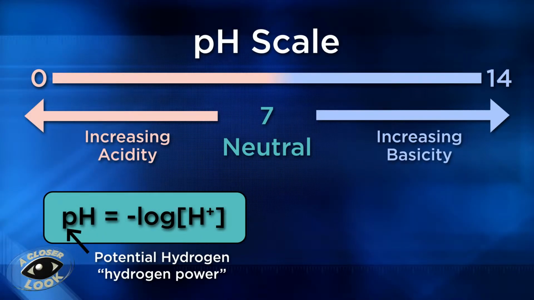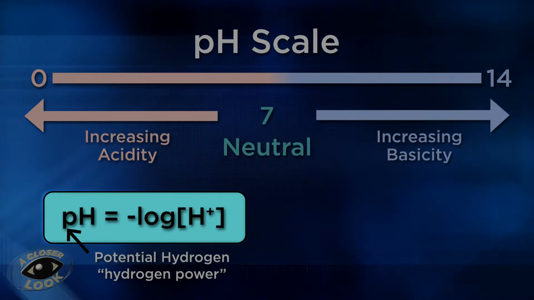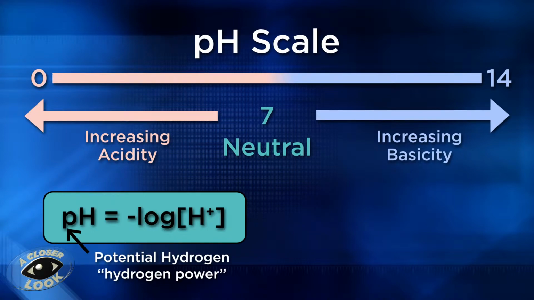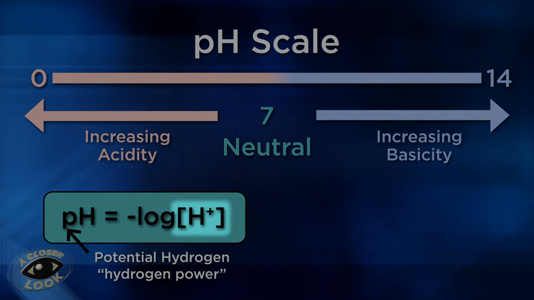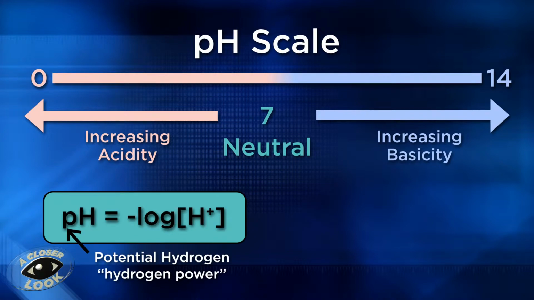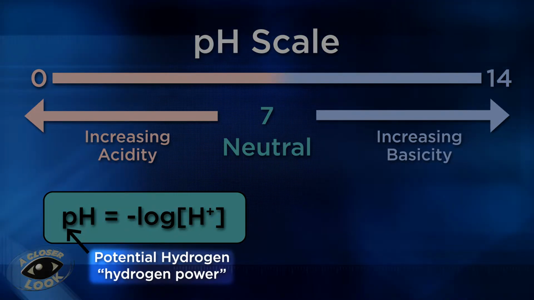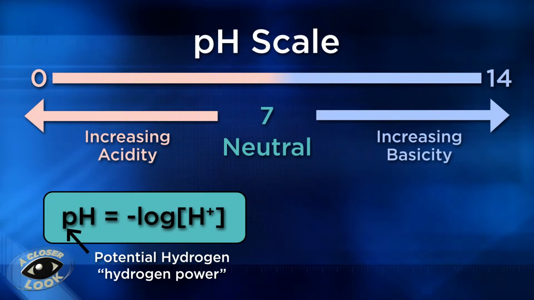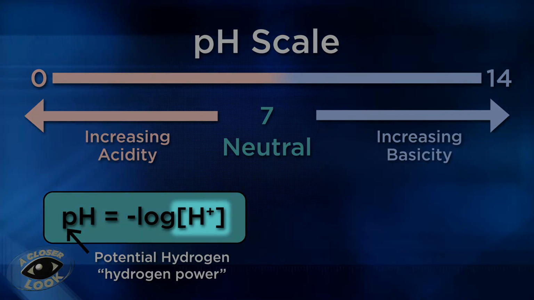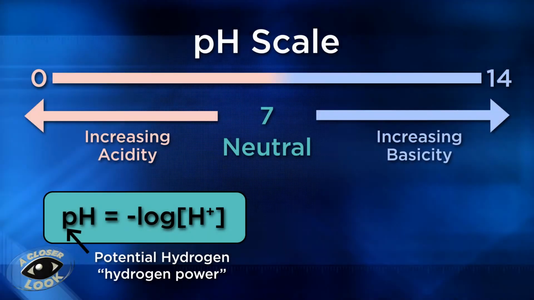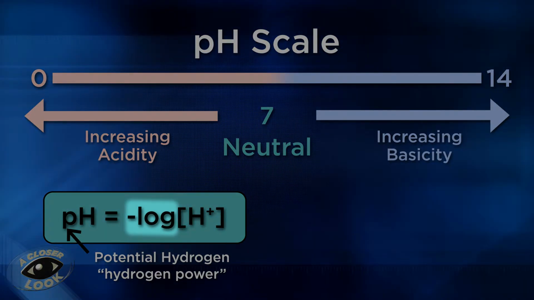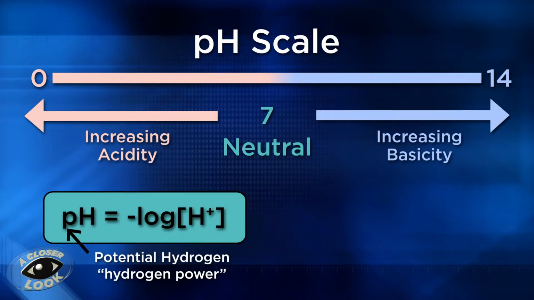The formula that we use to calculate the pH is pH equals the negative log of the hydrogen ion concentration. These brackets around the hydrogen ion indicate molarity. pH can be thought of as potential for hydrogen or hydrogen power. And as we mentioned, it's a logarithmic scale. The way that we find the pH of a substance is to take the molarity of the hydrogen ion present in the solution and take the negative log of that, and that will give us our pH value.